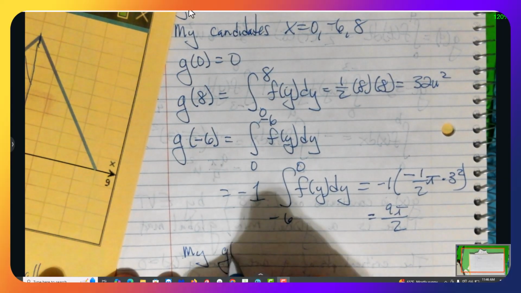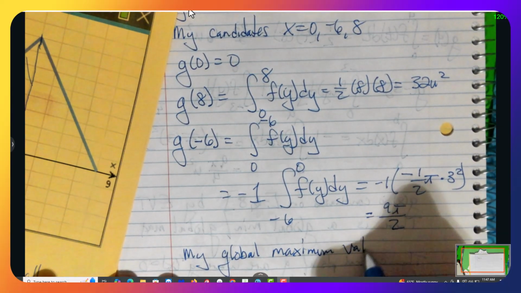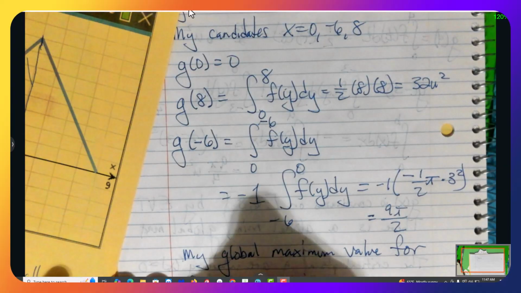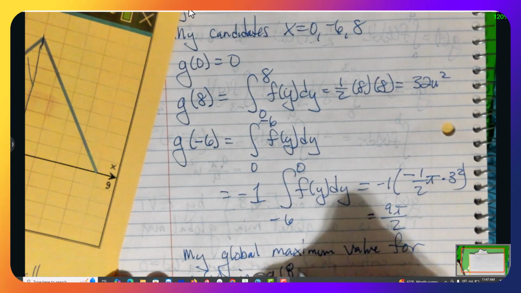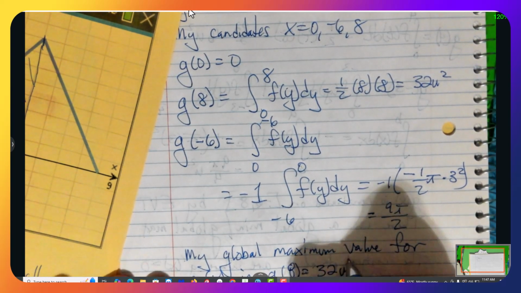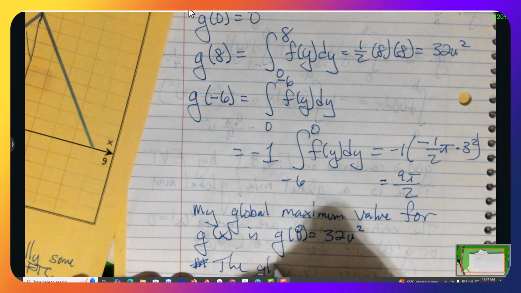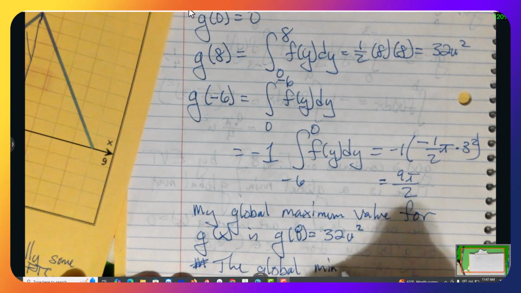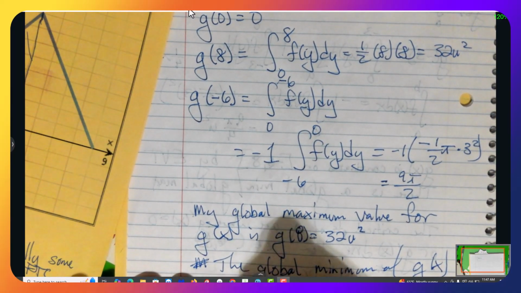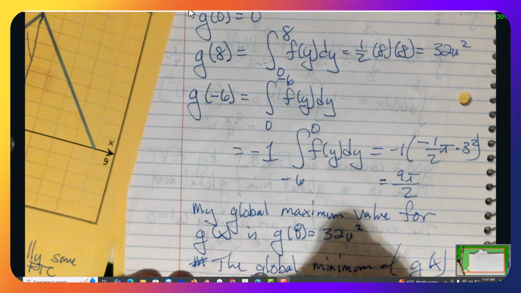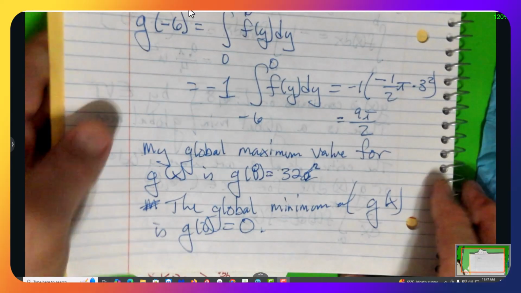My global maximum value for g of x is g of, oops, I almost wrote the wrong number down there, g of 8, which is 32 square units. How about the global minimum of g of x is g of 0, which was 0. Actually, you know what? I shouldn't put square units because these are just values. My bad. Okay. There you go.